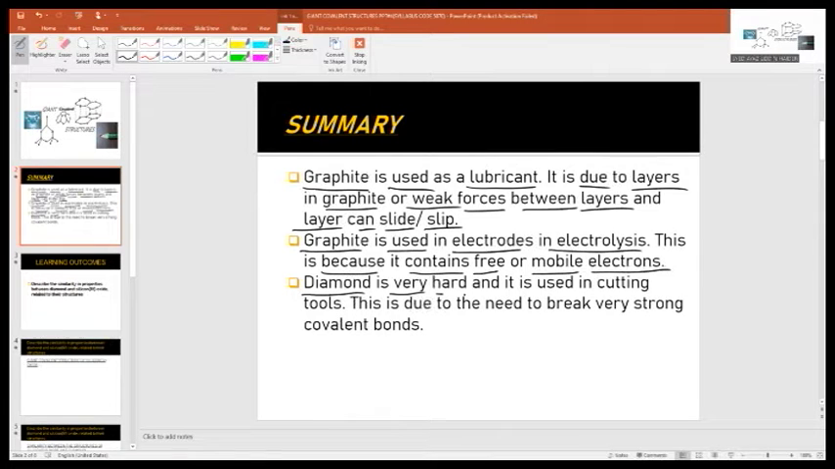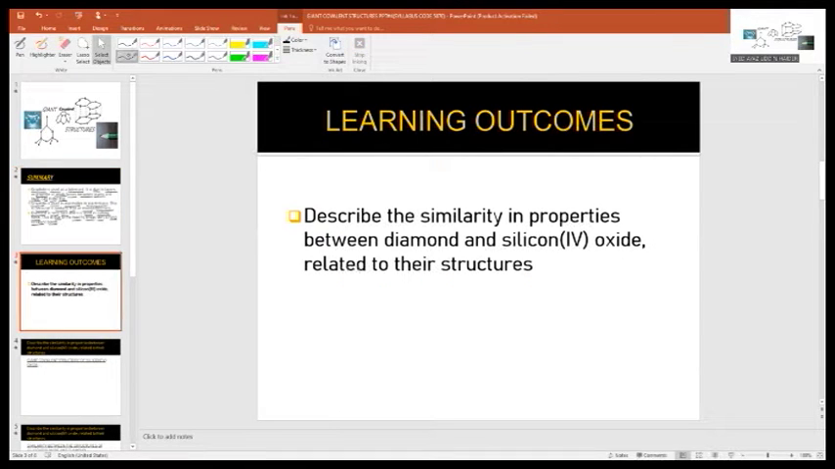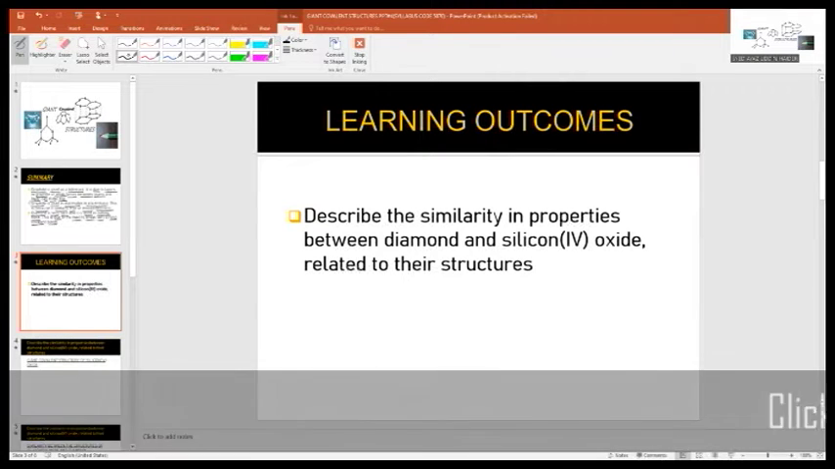Diamond is very hard and it is used in cutting tools. This is due to the need to break very strong covalent bonds. You can even write: contain many covalent bonds. This is the learning outcome of this lesson.